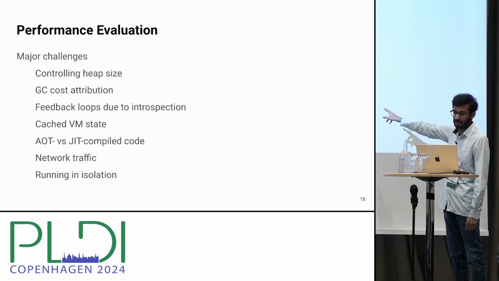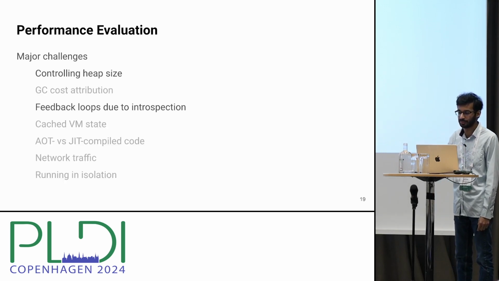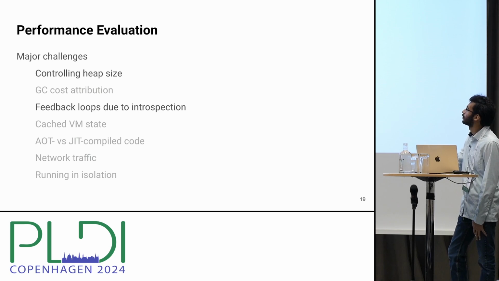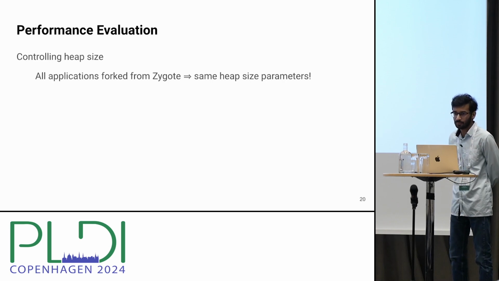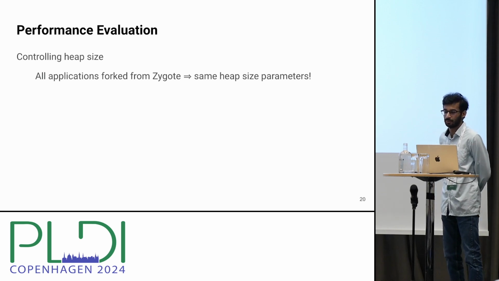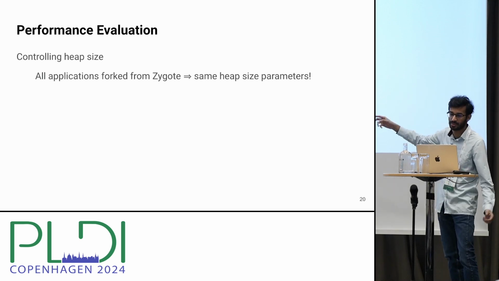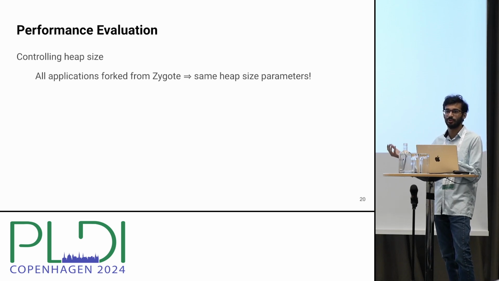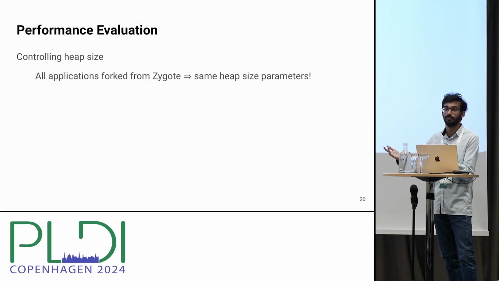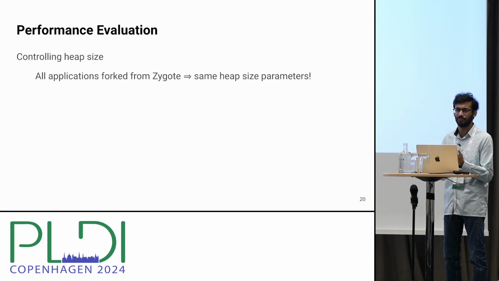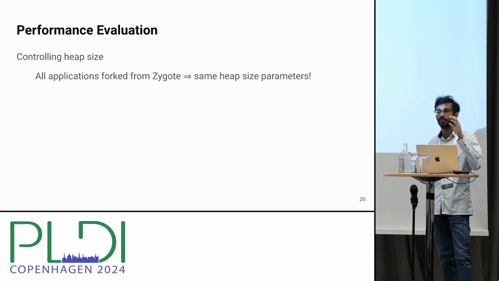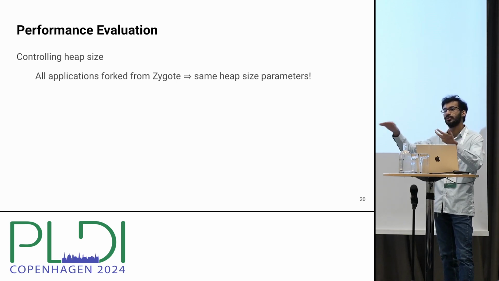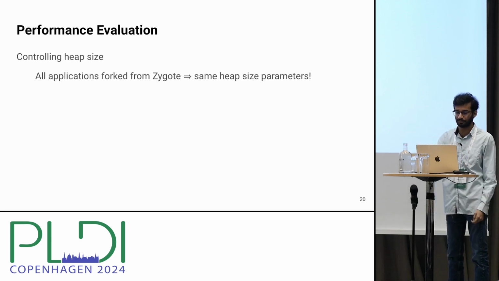I'll go over some of the major challenges we faced while benchmarking our applications, but in the interest of time, I'll only discuss these 2. Since all applications are forked from the zygote, they share the same heap size arguments that the zygote starts with. This means that if we want to change the heap size for an application, we have to do it globally. And this may not even be possible, for example, if we set the heap size to something too small, then the device might not even boot. This is unsatisfactory, of course, because GC being a time-space trade-off, we really want to be able to control space in order to see what happens to time as we vary space.